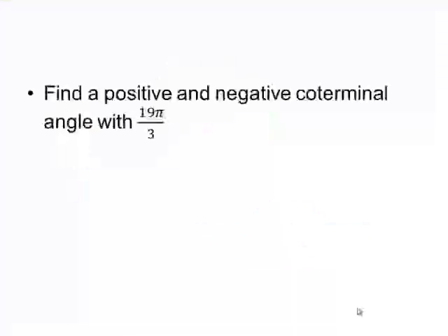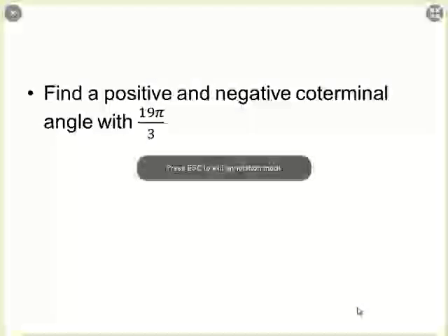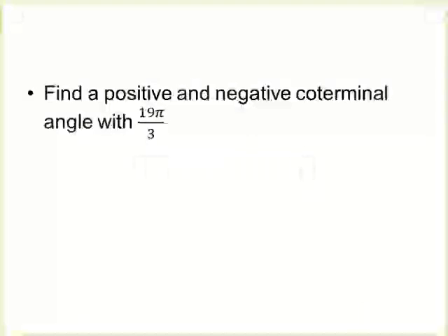Coterminal angles. Coterminal angles are where we added and subtracted 360. But if we're working in radians, we're not thinking about 360s. How big is a full circle in radians? 360 degrees is 2 pi radians. So we're going to add and subtract 2 pi.